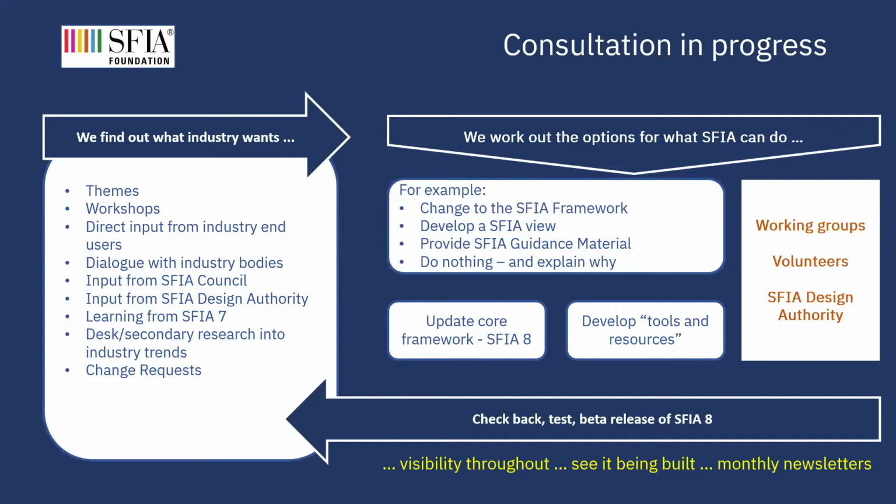The options for what we can do is essentially three. We can change the SFIA framework, and we'll illustrate some of those in a moment. We can develop a SFIA view of how the framework is used, and we can provide guidance to help those people use the framework. And of course, we can choose to do nothing, and we generally try and explain why. So that results in either an update to the core framework, which in this case will be SFIA 8, or the development of areas of what we call tools and resources.